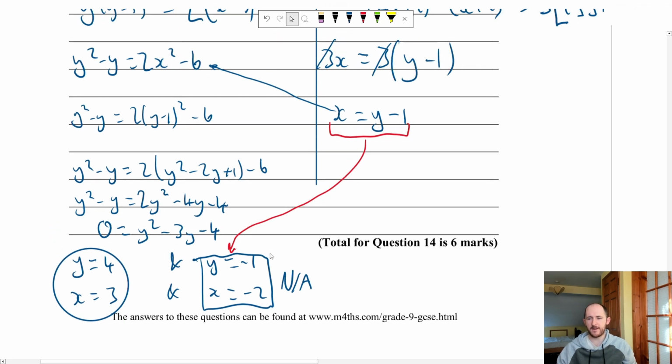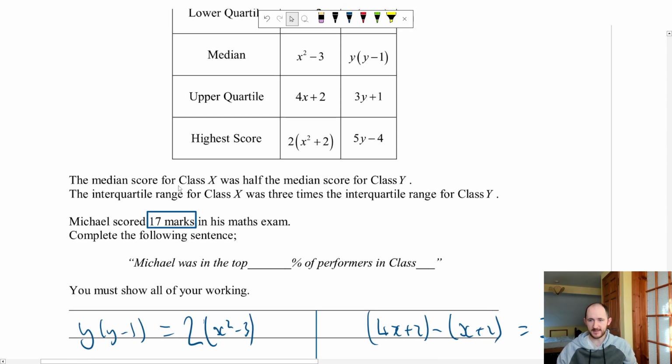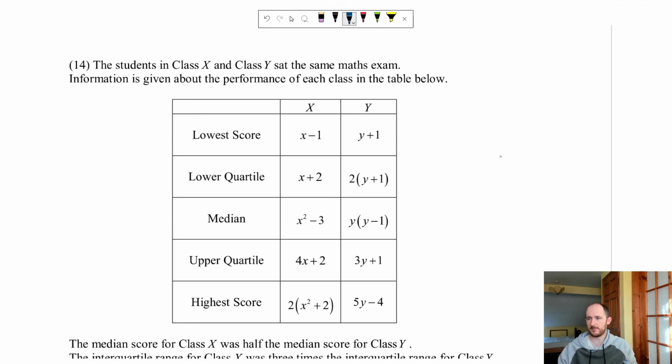Perfect. That is the first part of this question done. Now what we need to do is using these solutions, so I'm going to actually write them up here because I'm incredibly lazy. Was it x equals 3?